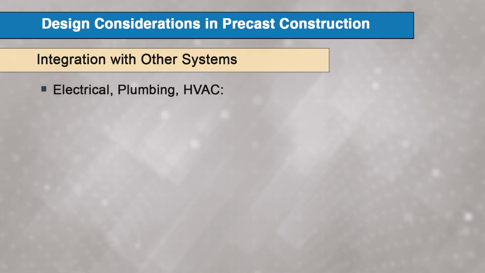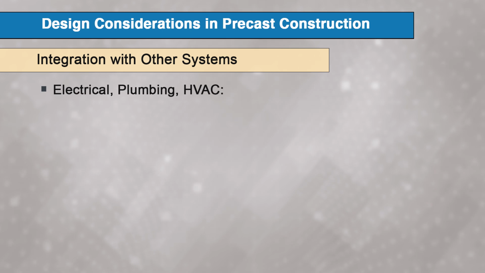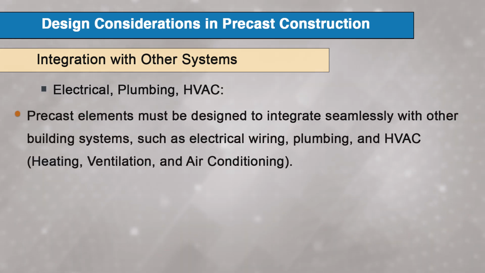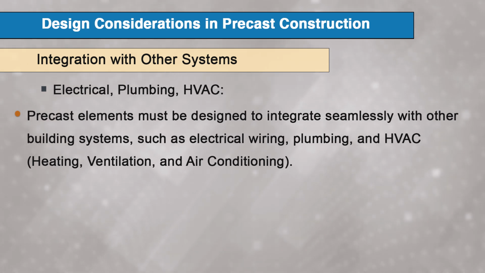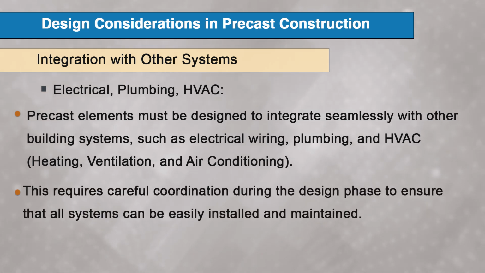Next is the integration with other systems, that is electrical, plumbing, HVAC, etc. Precast elements must be designed to integrate seamlessly with other building systems such as electrical wiring, plumbing and HVAC, that is heating, ventilation and air conditioning. This requires careful coordination during the design phase to ensure that all the systems can be easily installed and maintained.